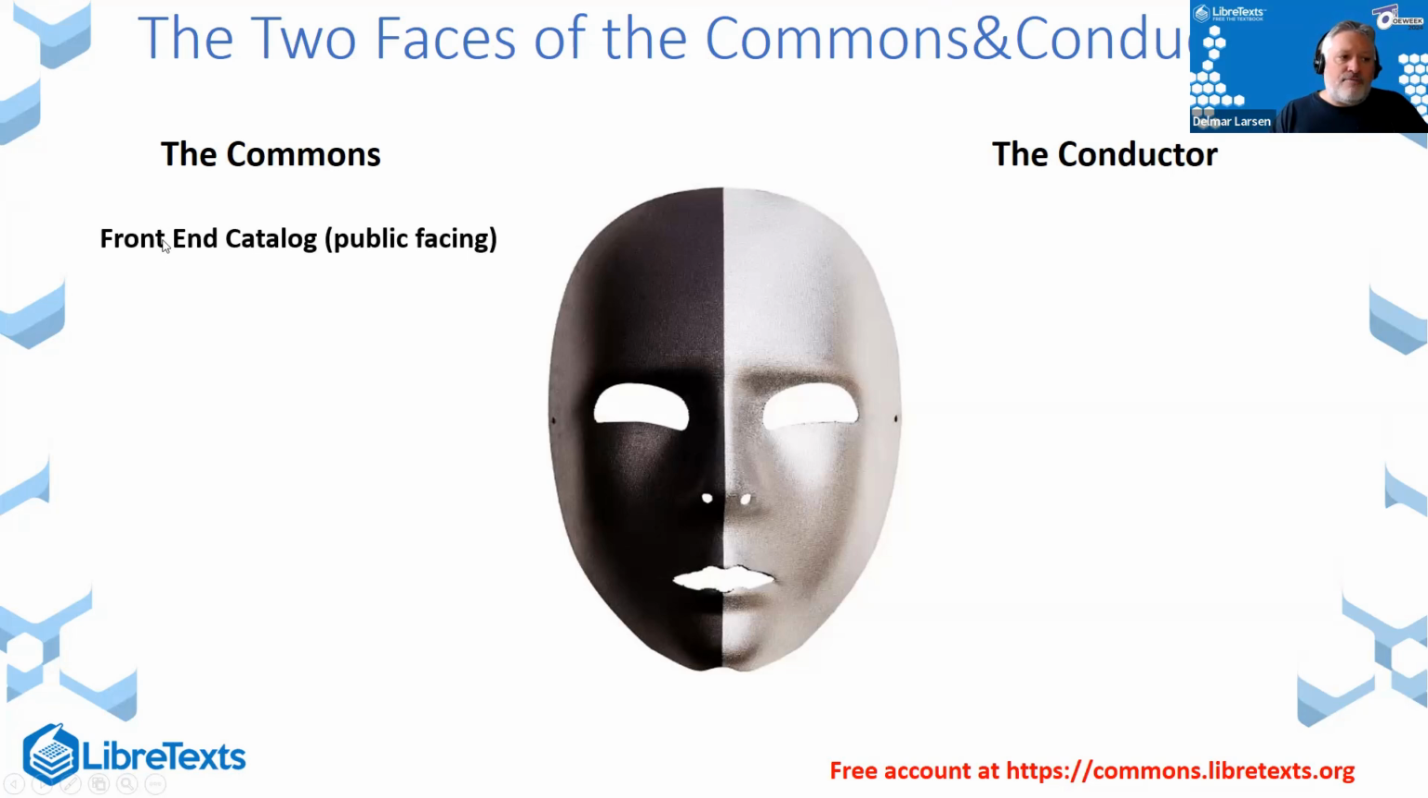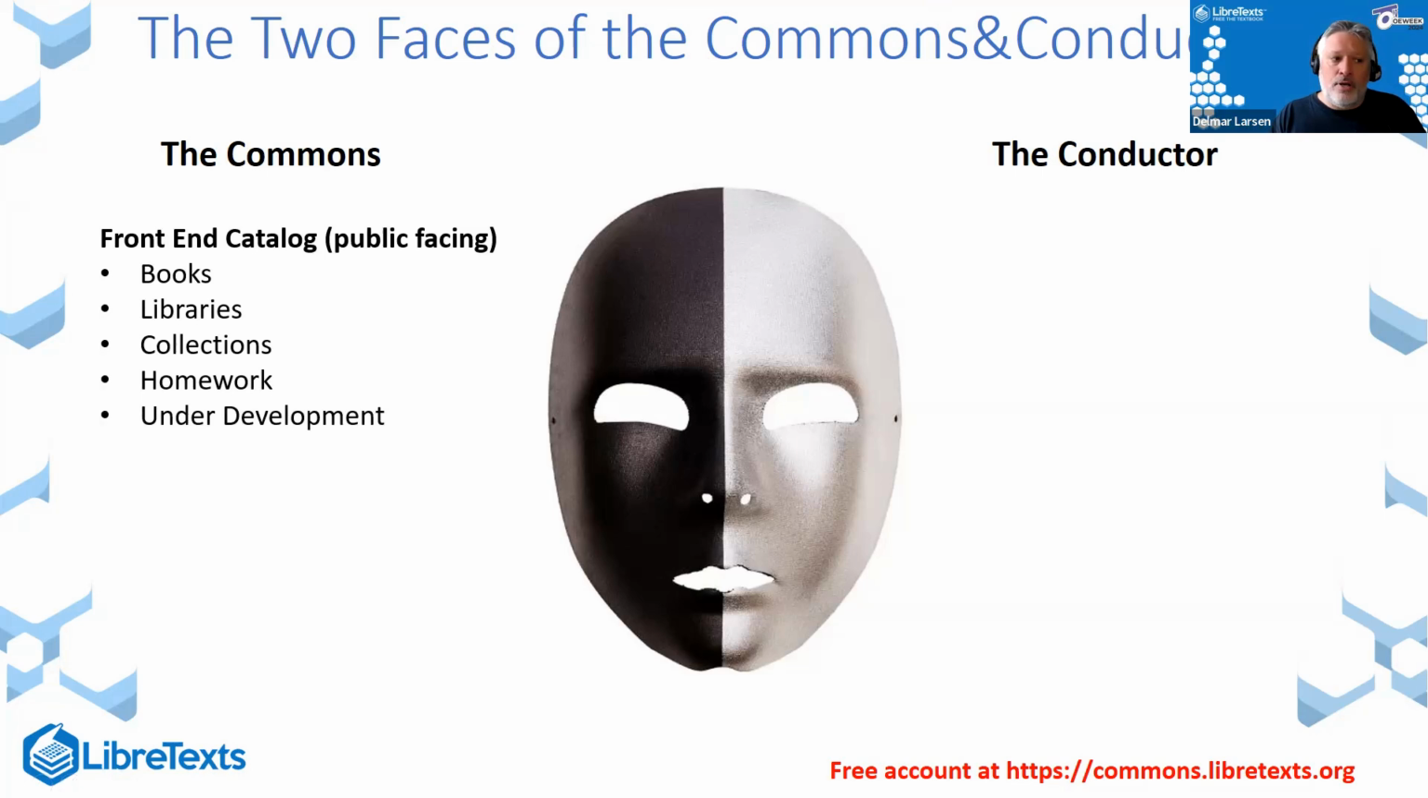Like I mentioned, the Commons is a front-end cataloging system where you can catalog books, look through libraries, collections, and homework sets. You can even find out what resources are under development so that people don't have to recreate the wheel. Unfortunately, right now we have far too many projects recreating the wheel in the OER landscape, whether on the same campus, in the same state, the same country, or even in the world. If we can centralize that to give people a mechanism to know what others are doing, it can help us not waste our resources.